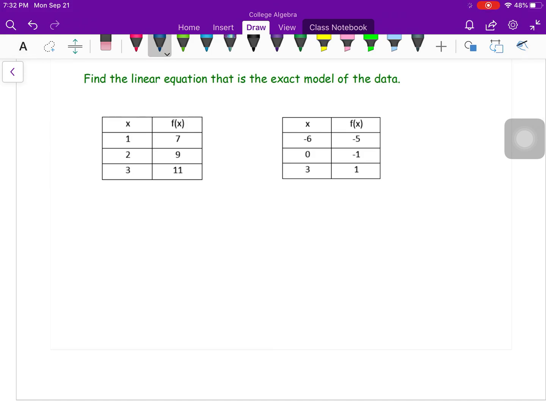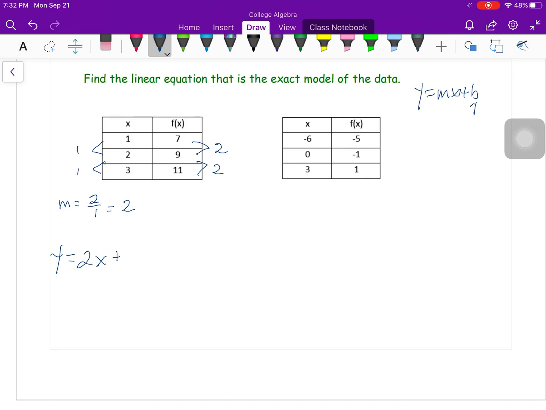Now this one says find the linear equation of the exact model. So my linear equation will be in the form y equals mx plus b. If I find my slope, this change in y is 2, and this change in x is 1. So I get a slope of 2 over 1, which is 2. So my equation is y equals 2x plus b.